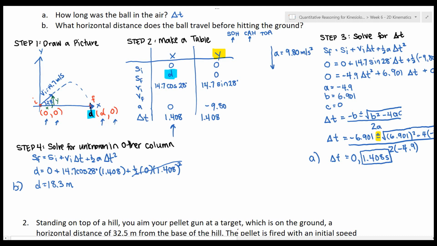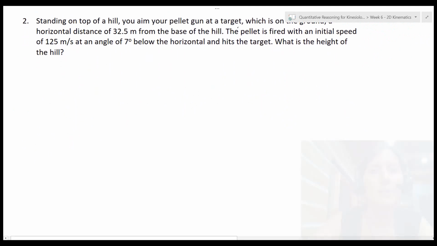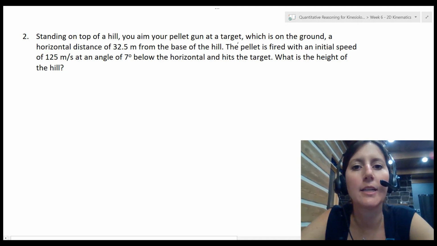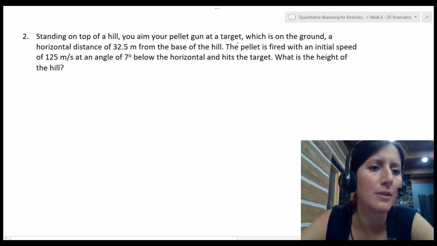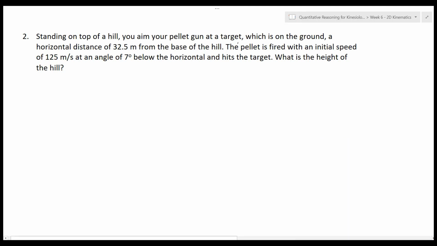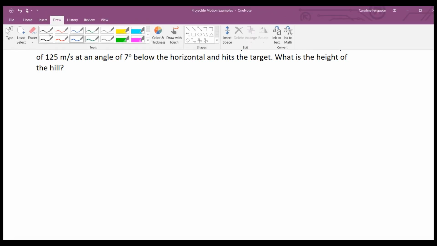All right, let's move on to question 2. So, standing on top of a hill, you aim your pellet gun at a target which is on the ground, a horizontal distance of 32.5 meters from the base of the hill. The pellet is fired with an initial speed of 125 meters per second at an angle of 7 degrees below the horizontal and hits the target. What is the height of the hill? Okay, so you're on top of a hill. Let's draw step 1. We're going to start with step 1, draw a picture.